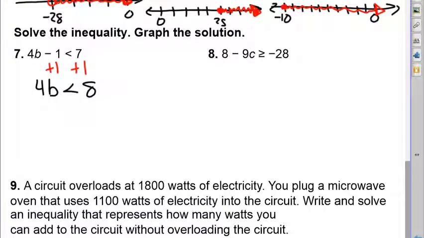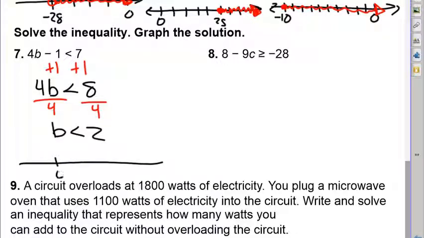To get the variable b by itself, we'll get rid of times 4 by dividing both sides by 4. Because 4 is positive, no need to flip the number line, no need to flip our inequality, and we get our equivalent inequality b is less than 2. Which will give a hollow dot at 2 and shade to the left.